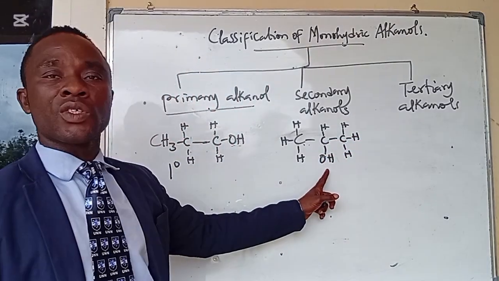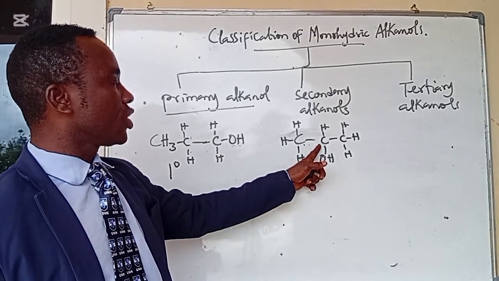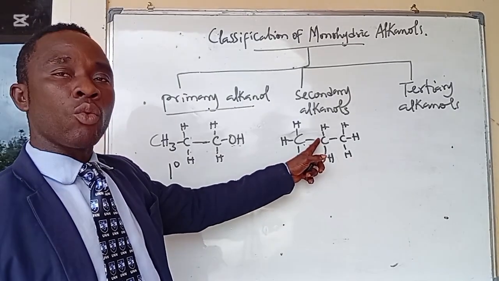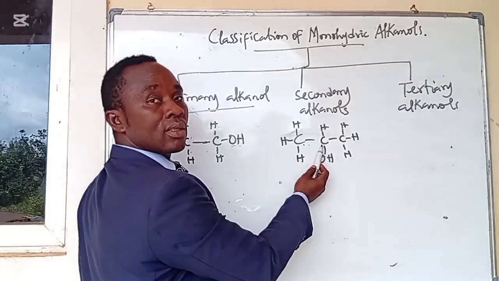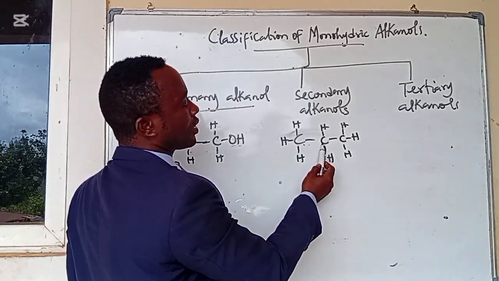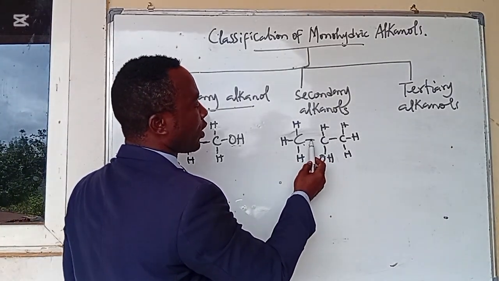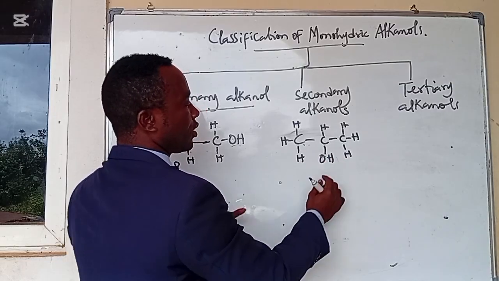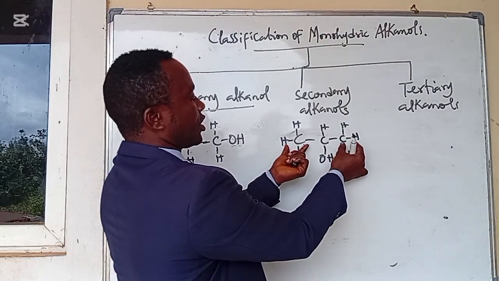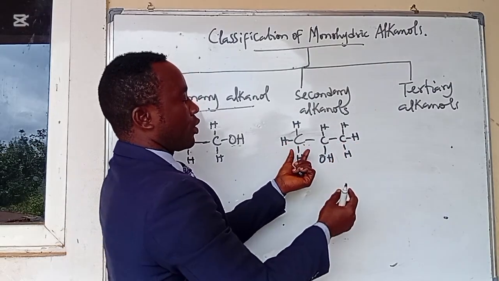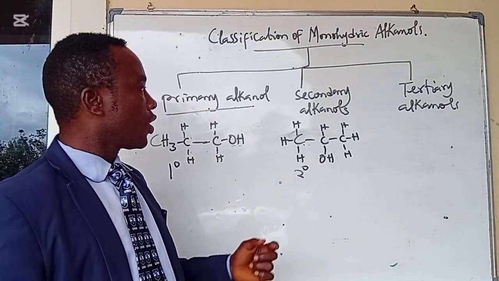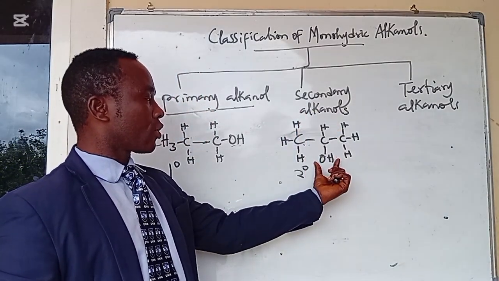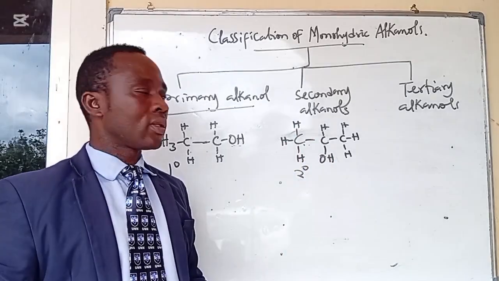Now look at the hydroxy group here. You see that the hydroxy group here is bonded to a secondary carbon. Why is this carbon atom a secondary carbon atom? It is a secondary carbon atom because it is bonded to two other carbons. This carbon atom at the center is bonded to this carbon and to this carbon. That is why it is a secondary carbon. So in secondary alkanols, the hydroxy group is bonded to a secondary carbon.